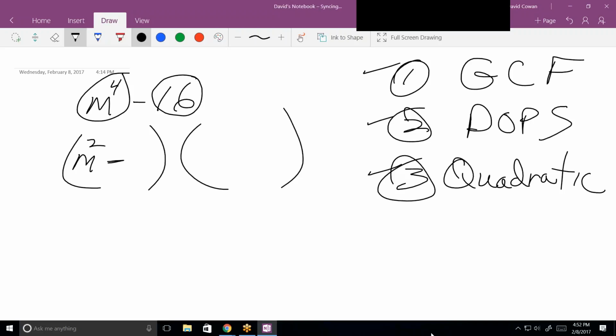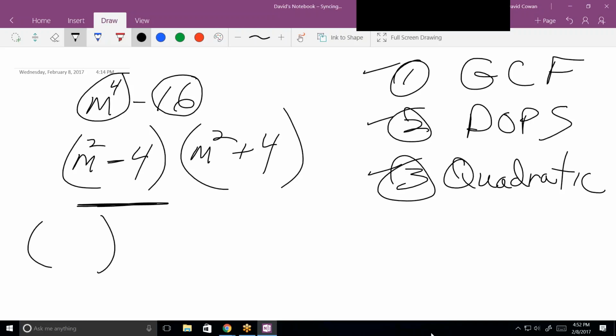Always do the minus as the first one. It's the square root of 16. 8. No, yeah, 4. Which means this part is M squared plus 4. I don't need to even think about it. Okay. Now, it's not fully factored because that factors again.